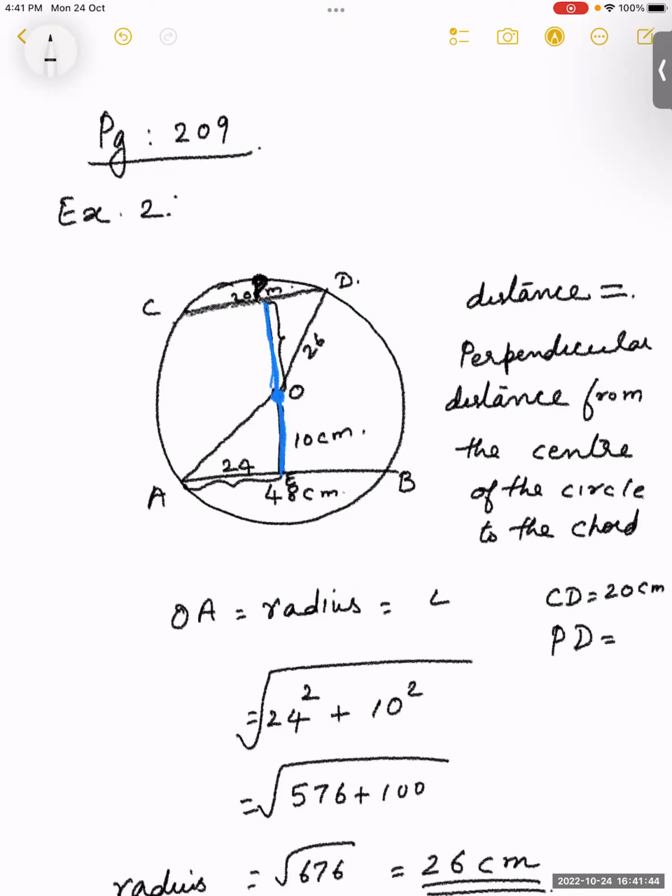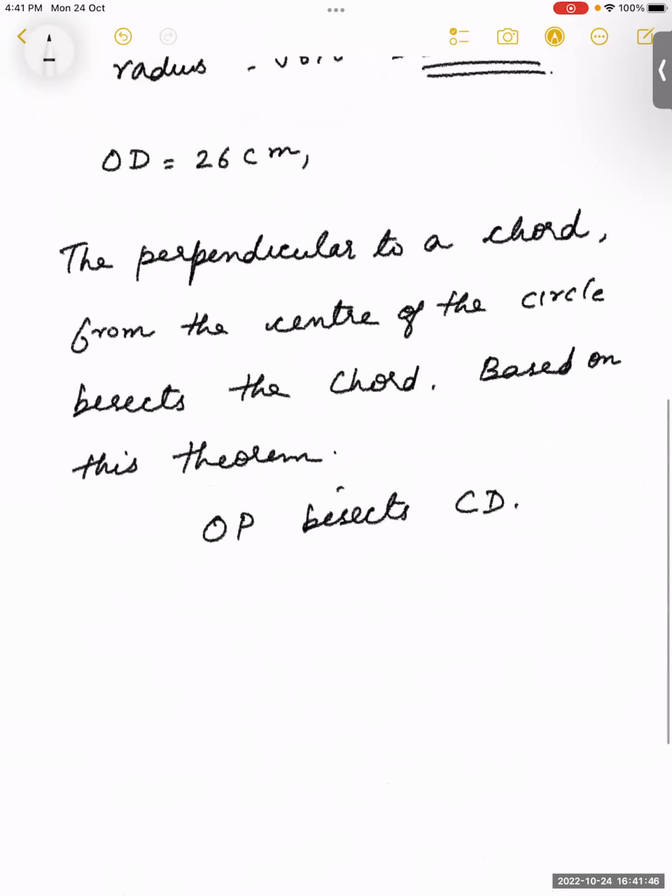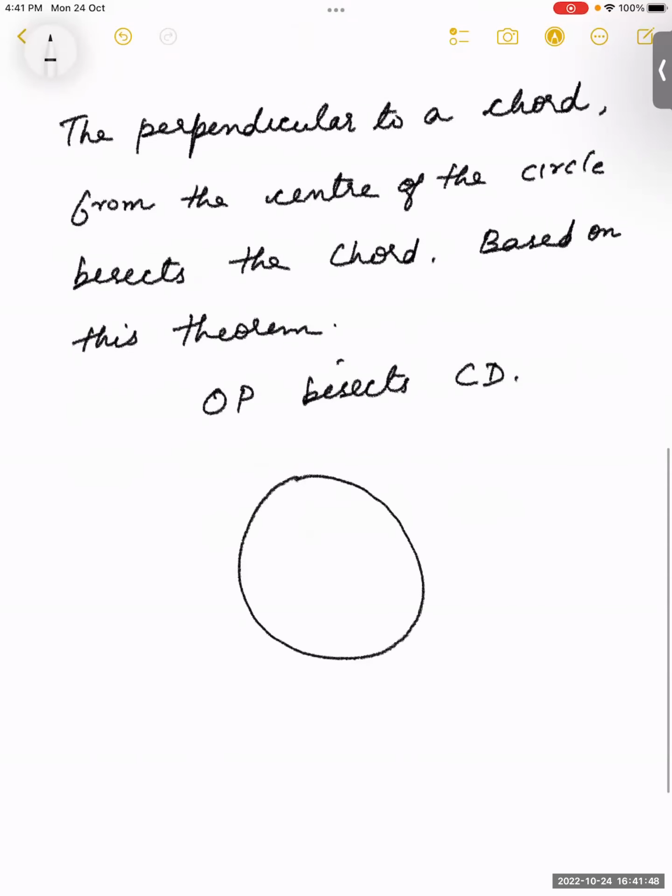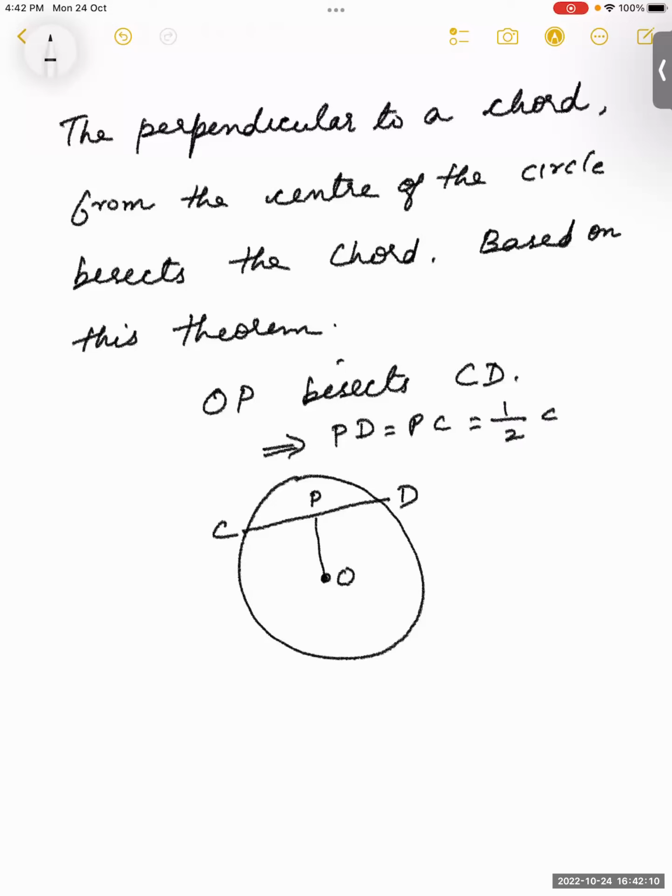I don't know whether you're getting this or not. I have a circle here. This is the center O. This is my chord CD. If I draw a perpendicular OP, this OP will bisect CD. OP will bisect CD means what? This implies PD is equal to PC is equal to half of CD. Understood? This is what the theorem says.